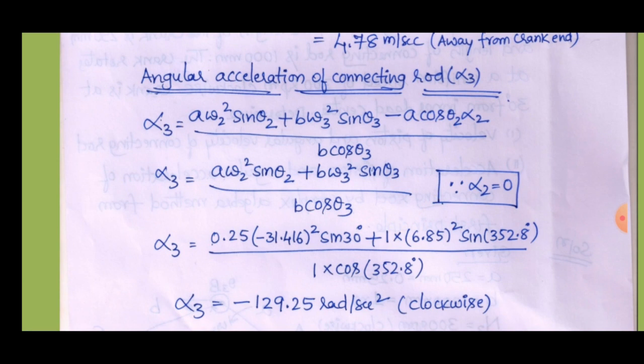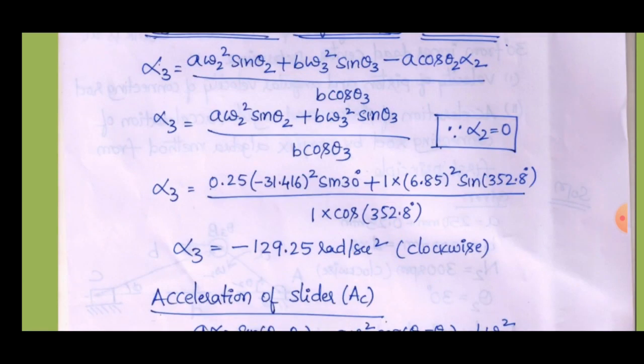Now substitute, and the value of alpha 3 is minus 129.25. Alpha 3 means angular acceleration, units are radians per second square, and it is negative. Therefore, in the bracket you write down the alpha 3 value as 129.25 in the bracket clockwise.